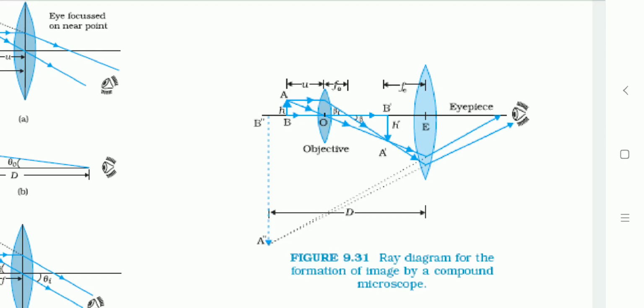So the first inverted image is near the focal plane of the eyepiece, at a distance appropriate for the final image formation at infinity or closer. The final image is inverted with respect to the original object. We can obtain the magnification of the compound microscope, m equals h dash by h, which is equal to L by f0.